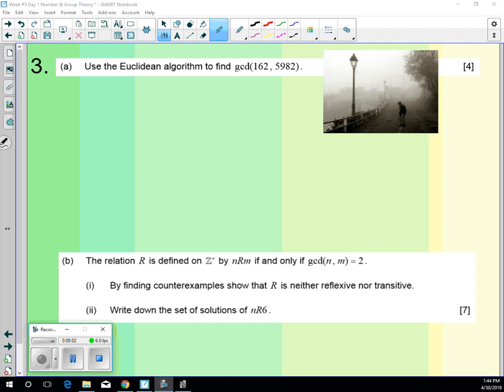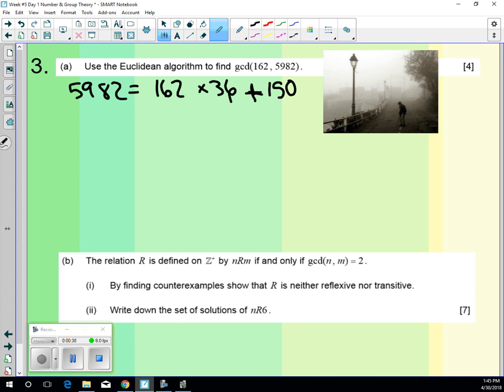Number 3. Use the Euclidean algorithm to find the GCD of 162 and 5982. But we can do that. 5982 is equal to 162 times... then you try things, and I can just see in my head 36. And what would the remainder have to be less than? 162, and it's 150.